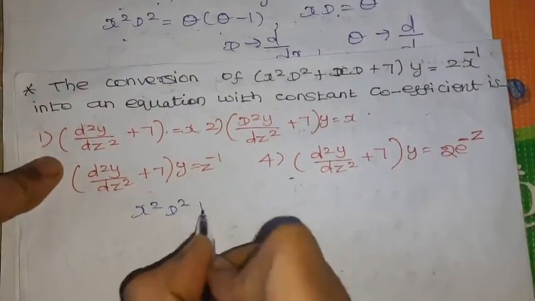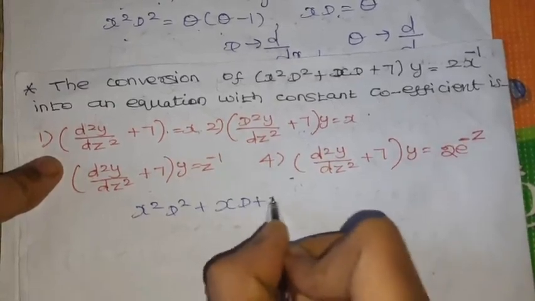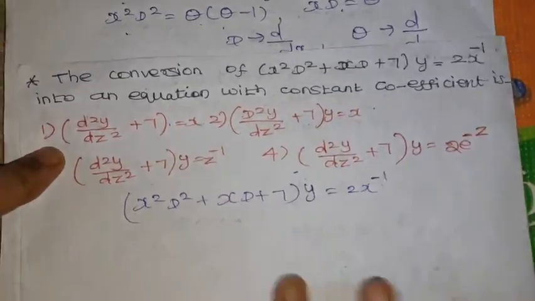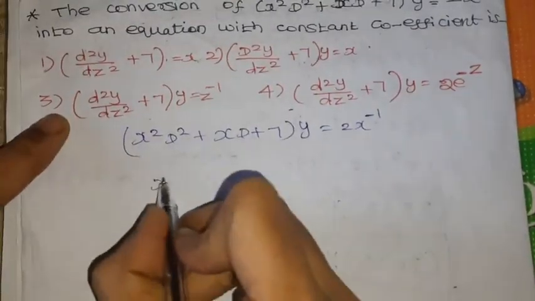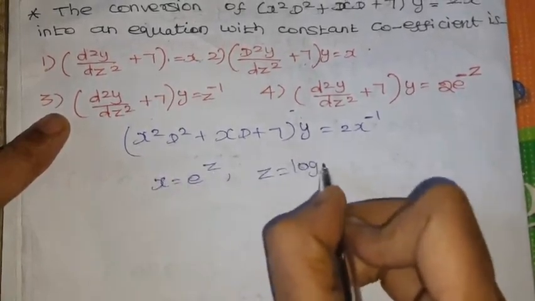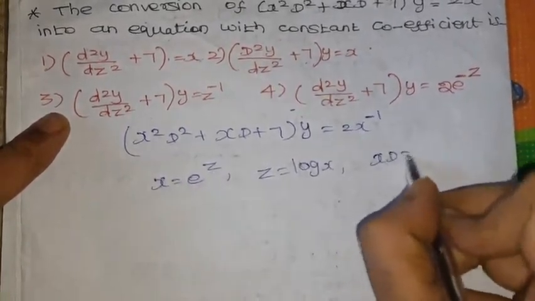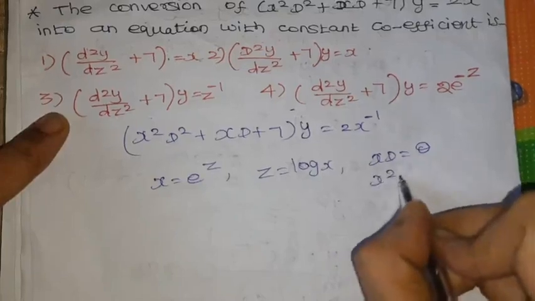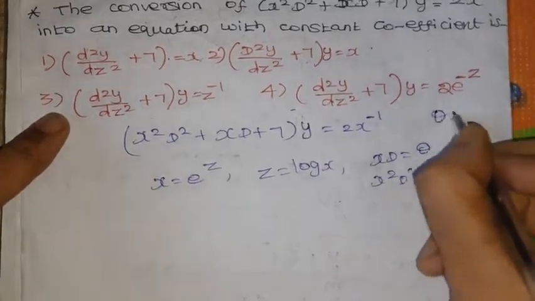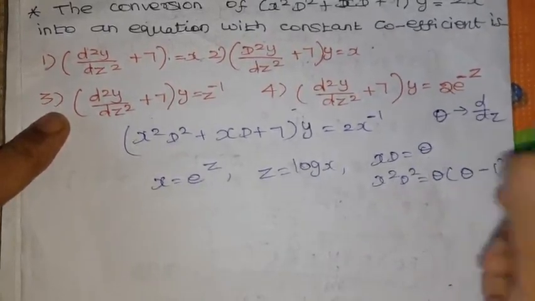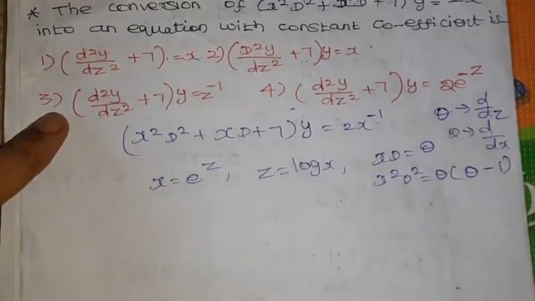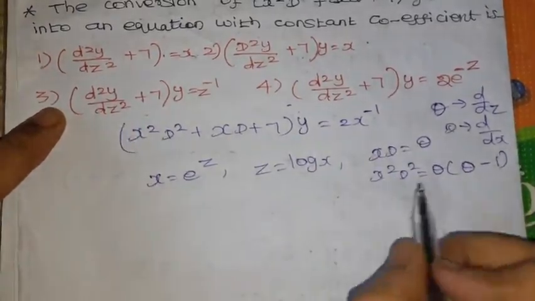Just write down the problem: x squared D squared plus xD plus 7 into y equals 2x power minus 1. So x squared D squared equals theta, x equals e power z, then z equals log x, xD equals theta, x squared D squared equals theta into theta minus 1. So substitute all this, where theta equals d by dz and capital D equals d by dx.